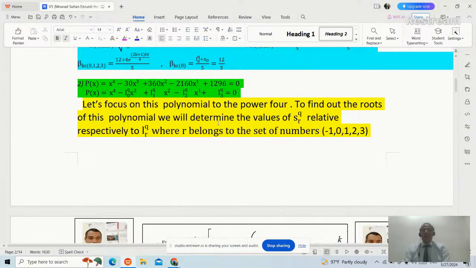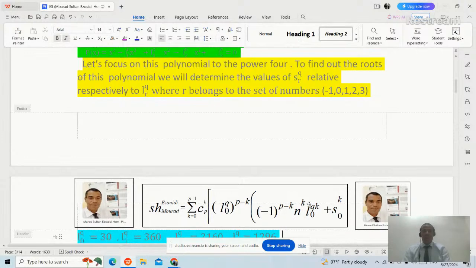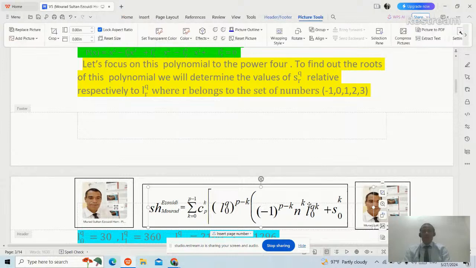So in order to find the roots or the zeros of this polynomial, we should learn to determine the value of SR of ODQ relative to LR of ODQ, where R belongs to -1, 0, 1, 2, and 3. Now we start, learners. At least prepare some papers, a pen, and a calculator so that you can work at the same time with Mourad Sultan Ezouidi.